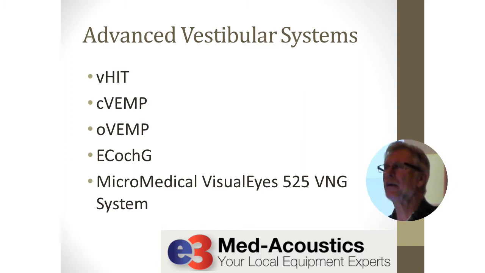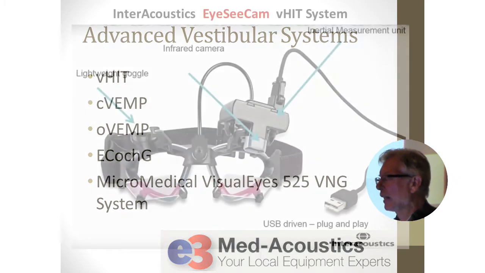And what we're finding now is that balance centers want to be inclusive and be able to test every component of the vestibular system. And so something like this is a very typical test battery that they would do: V-HIT, that's a head impulse test, a C-VEMP and an O-VEMP, that's a vestibular evoked myogenic potential, an ECOG, which we're doing a much better job with today than we've ever done before. And I'd also want to talk to you about the last thing on this list, and that's Micromedical's new VNG system, video nystagmography.